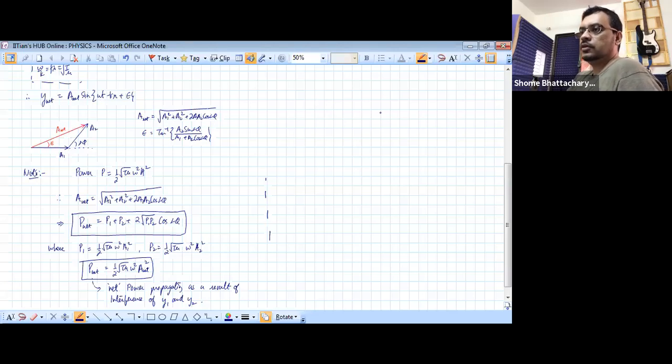Of course, another important implication from this formula you've seen is that the net amplitude cannot exceed the sum of the amplitudes and cannot be less than the difference of the amplitudes.